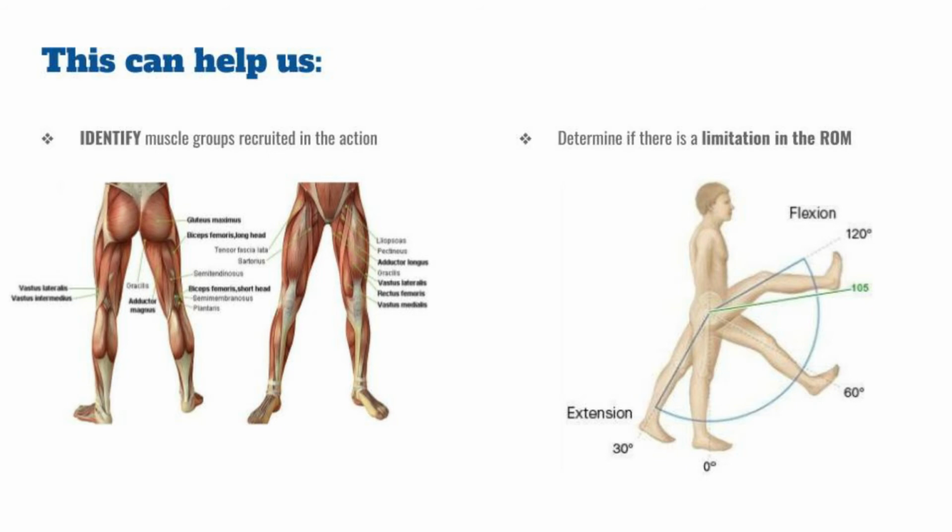First, we can identify the muscle groups recruited in the action, specifically the knee extensors, hip extensors, hip adductors, plantar flexors, and also the shoulder flexors. Additionally, we can determine if there is active or passive insufficiency, which can limit the action. Second, we can determine if there is a limitation in the range of motion in the lower extremity or in the arm. We can do this by manually using a goniometer or using a motion analysis computer software.